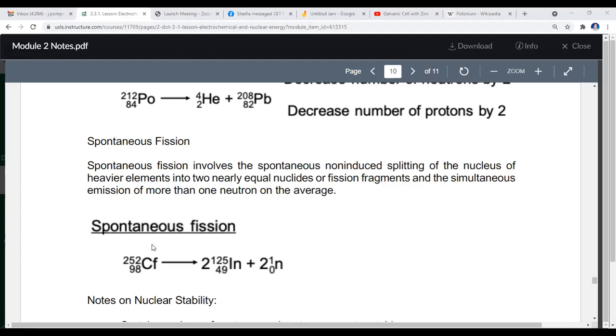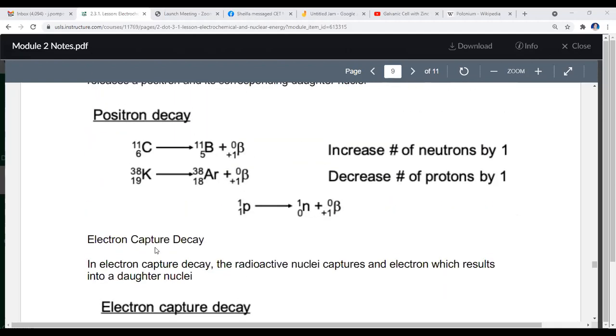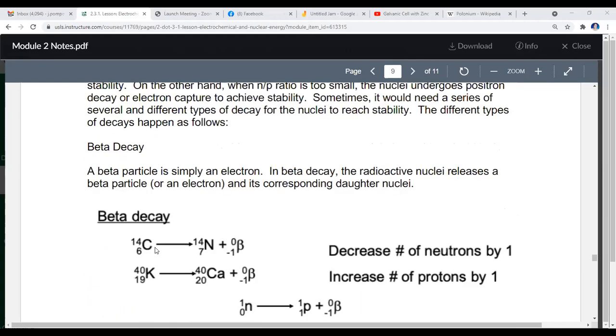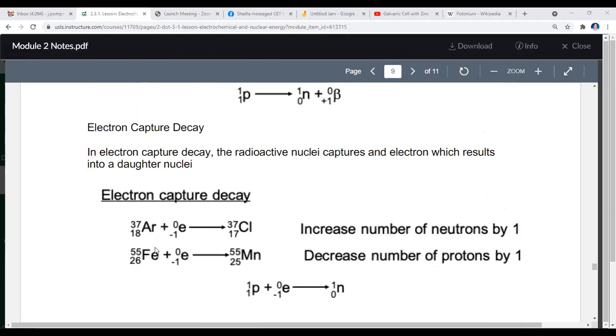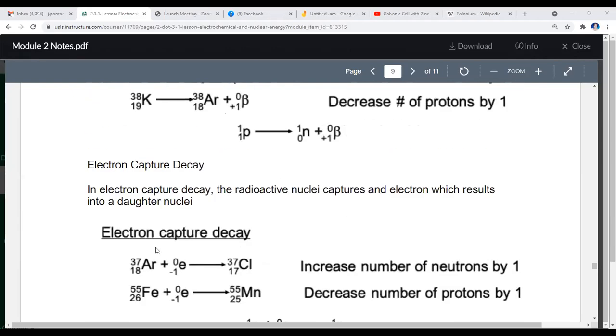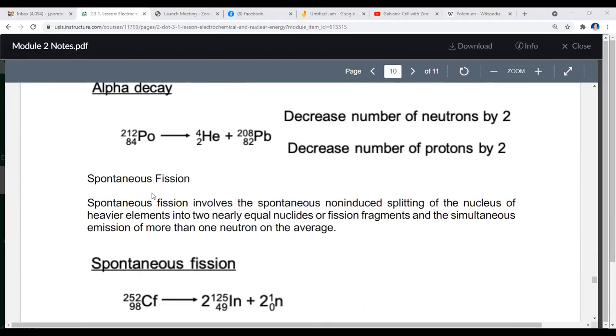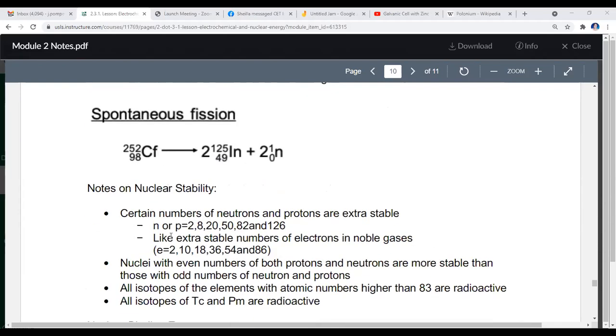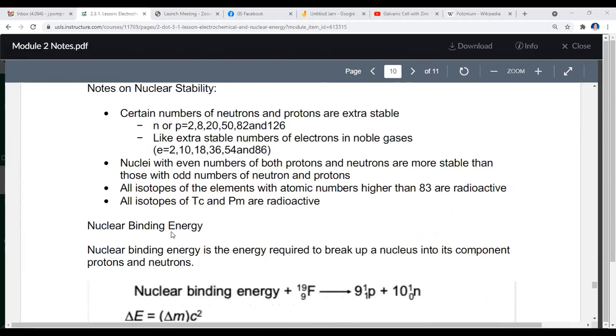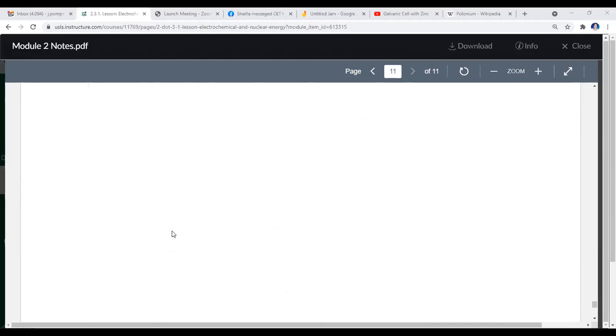So for atoms to become stable, they have to undergo these 5 types of decay. We have beta, positron, electron capture, alpha below, and then this last one, spontaneous fission. Now, let me see how long this is. Almost done.